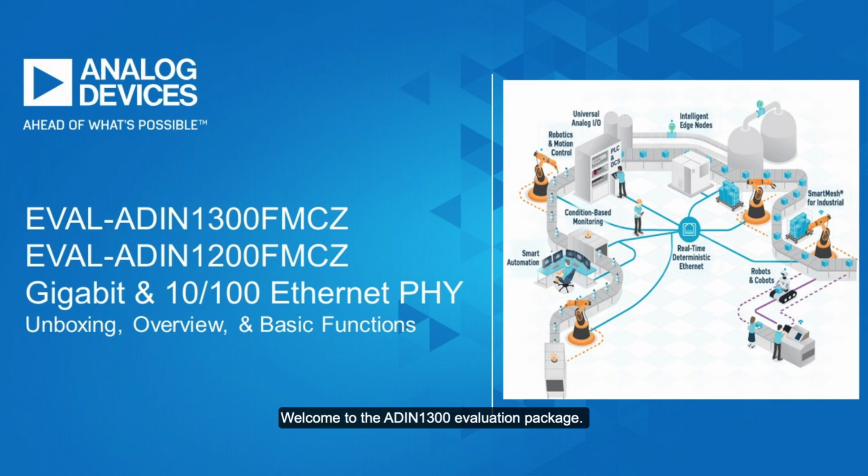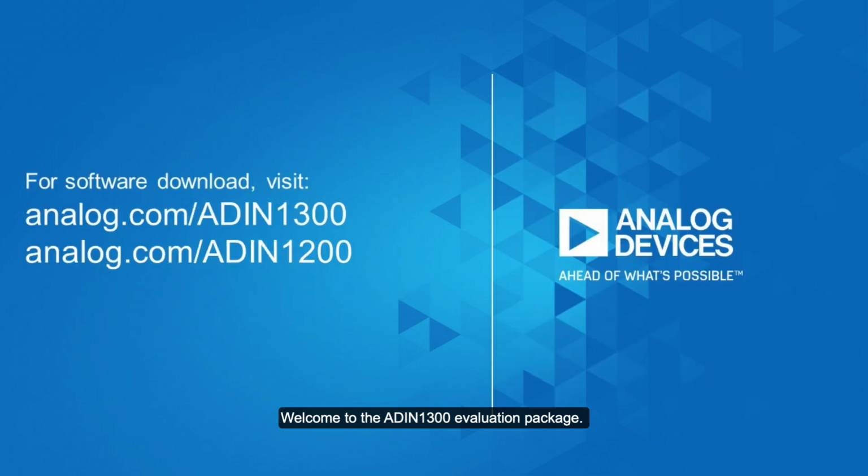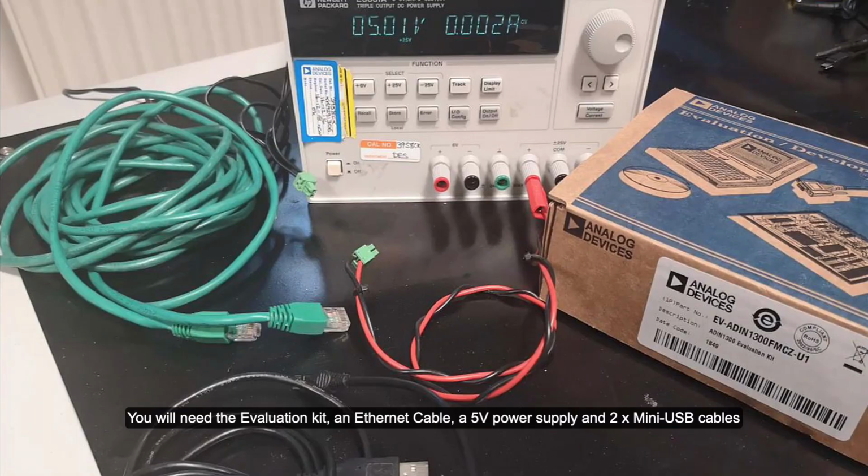Hello, I'm an applications engineer with Analog Devices, and today I want to give you a quick overview of the Ethernet PHY evaluation solution. The Ethernet PHY software is available to download from the analog.com website. Just go to the ADIN1300 webpage and you'll find the download there.